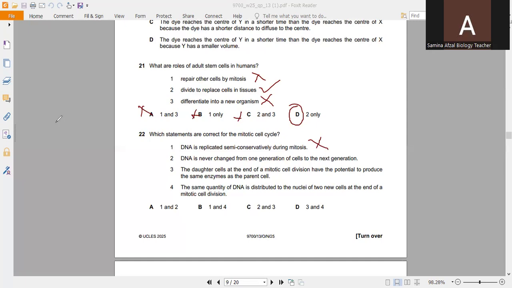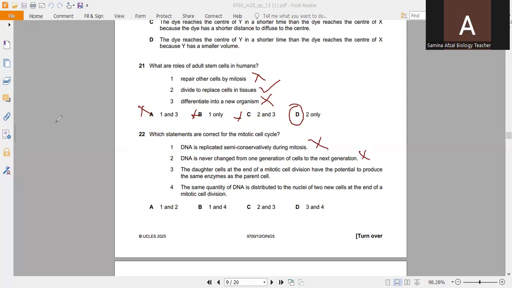DNA is never changed, this is also incorrect. Mitosis aims for genetic identity. The absolute statement "never changes" is biologically false due to spontaneous mutations that can occur during DNA replication. So the mutations can change the DNA.